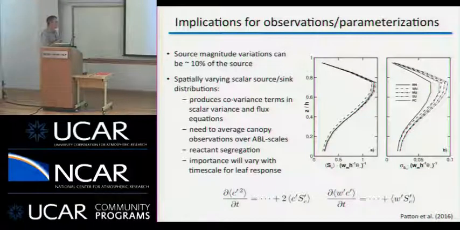large scale forcing. And the other thing I wanted to point out is that if you have spatially varying sources, there are additional terms in the equations that people don't think about too much: the covariance of the quantity itself with its source, and so its likelihood of occurring at the same time as that source. There are additional terms that show up in the variance and flux equations associated with a varying source, which we looked at a little bit in this most recent paper.